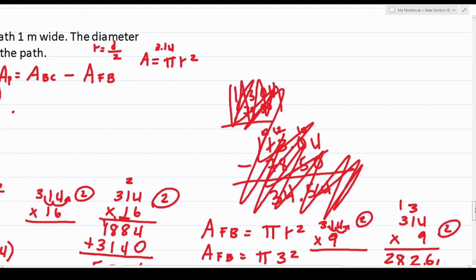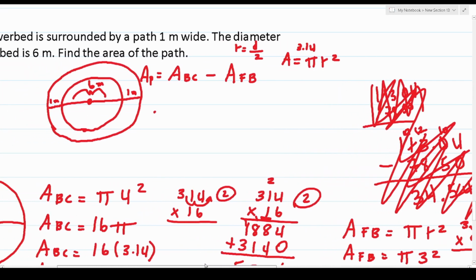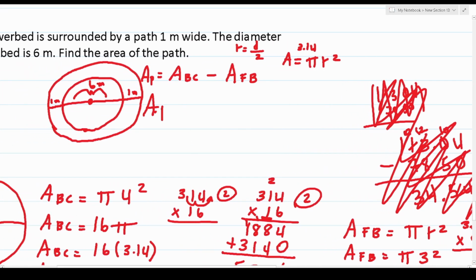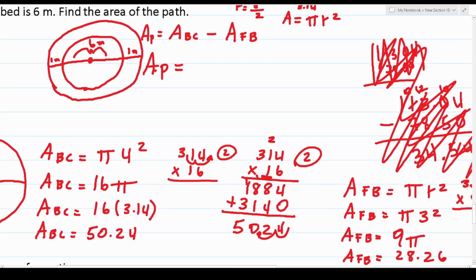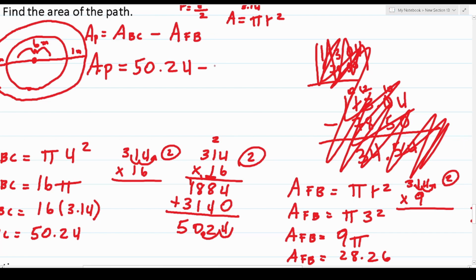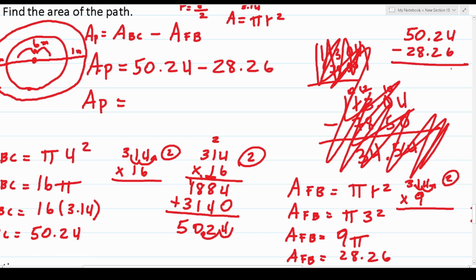And again, let's just plug things into our formula here. Area of just the path is going to be the area of the big circle, which we found to be 5024, minus the area of just the flower bed, which is going to be 2826. And if you can't do that in your head, you can work it off to the side. We have 5024 minus 2826.